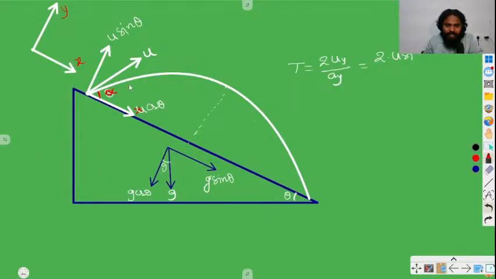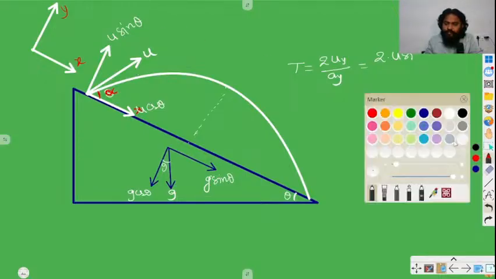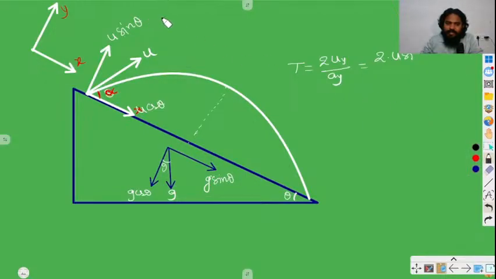If it is alpha, then u sin alpha, and u cos alpha. So here uy is u sin alpha, and ay, what is ay here? Ay is the acceleration along the y-axis, right? Along the y-axis it is g cos theta. So it is the same formula as before, right? If you observe before, the same formula you got there also.